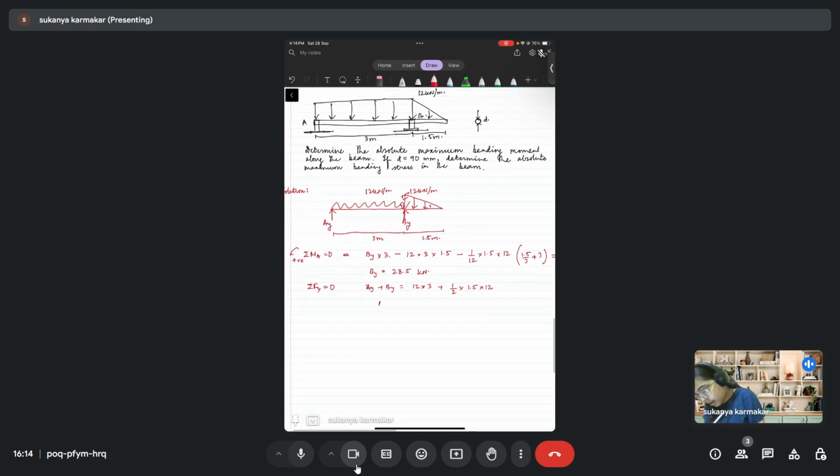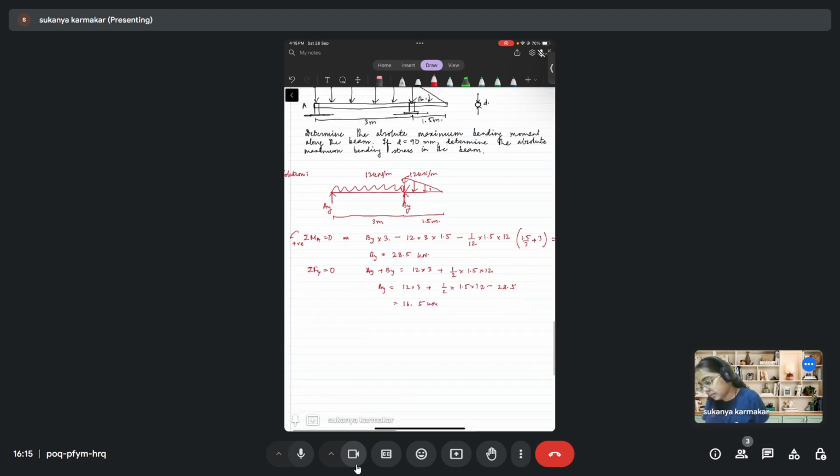So from here, AY is equal to 12 into 3 plus half into 1.5 into 12 minus 28.5. So this comes out to be 16.5 kilonewton. So AY comes out to be 16.5 kilonewton. From now we can simply write down the expression for the bending moment.